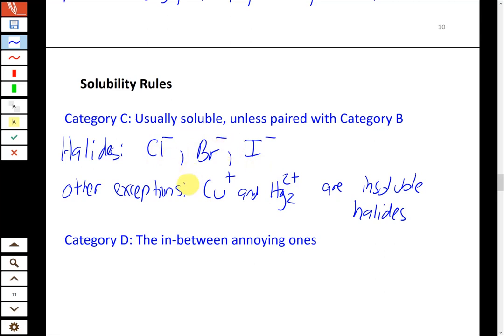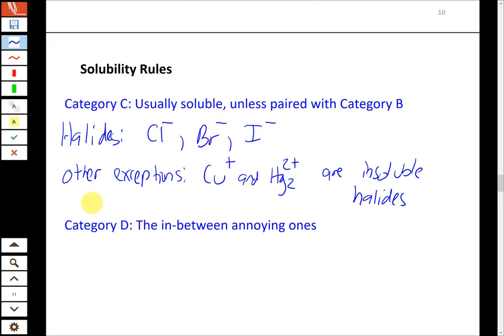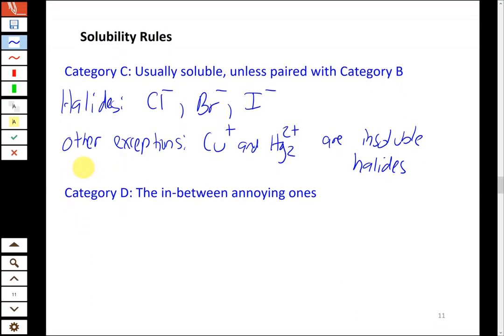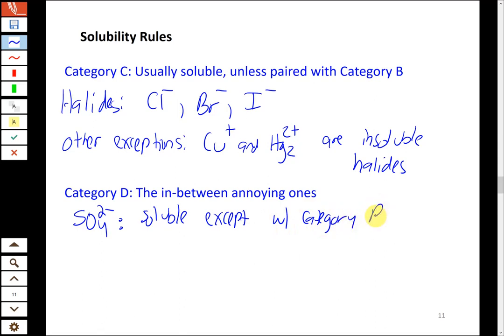So those are a couple other exceptions, but again, halides are pretty much always going to be soluble unless it's silver halide or lead halide, those two cations that are always insoluble. And then the ones that are really sort of annoying, I suppose, are these ones here, and there's not really a great way of categorizing them, but just to remember them. So the two that I'm going to put in this category are sulfate and hydroxide. So sulfate, SO4 2 minus. These are usually soluble more often than not, except when they're with those category B cations, lead and silver.